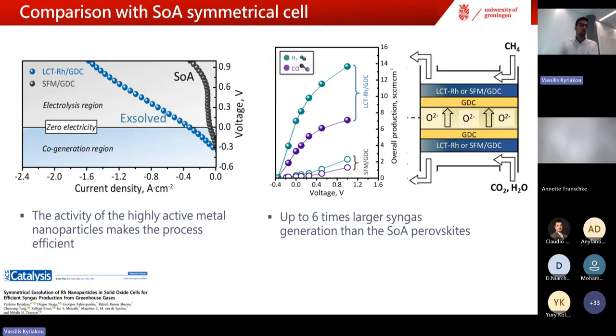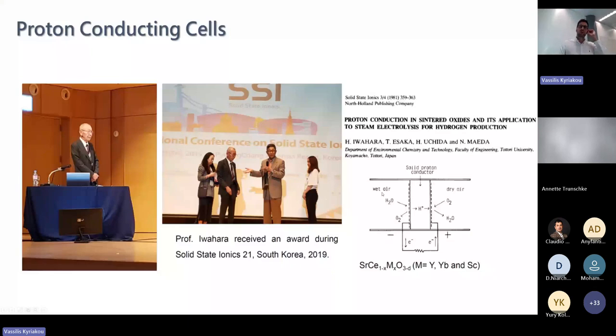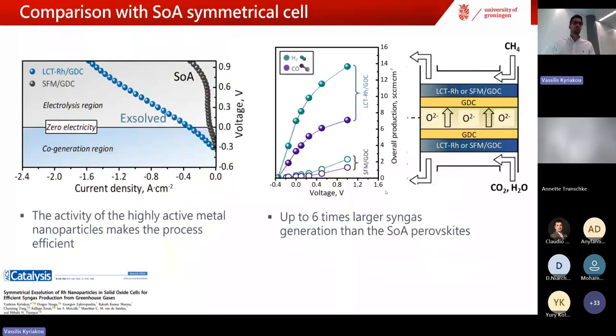What this reflects in synthesis gas, you see it here. This is the amount that we could produce with the rhodium, and this is the amount we produce with SFM. That demonstrates clearly that we can have up to 6 times more syngas production compared to the conventional perovskites that we know. So this demonstrates that such concepts are possible, but we have to develop very effective mixed ionic electronic conducting perovskites for such a role.